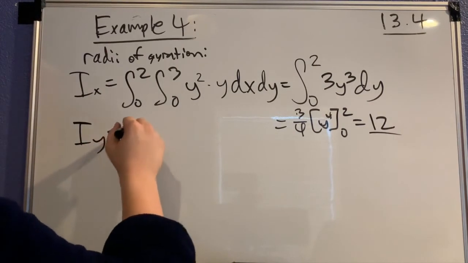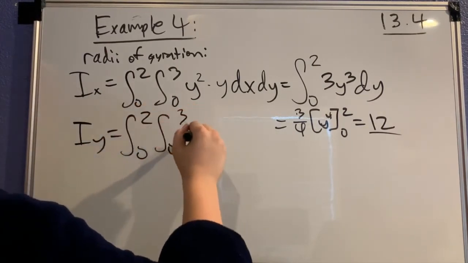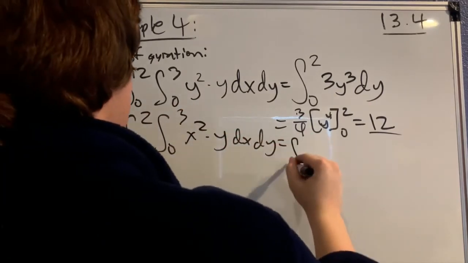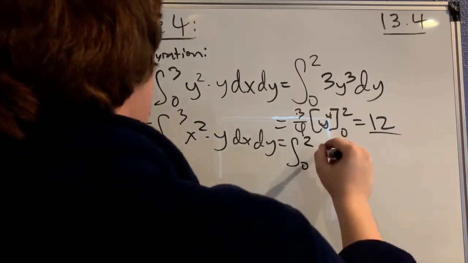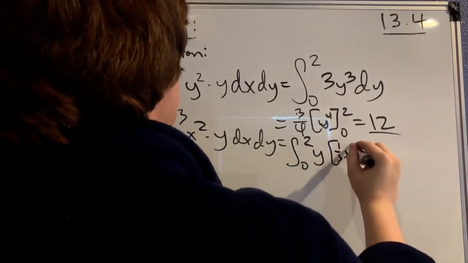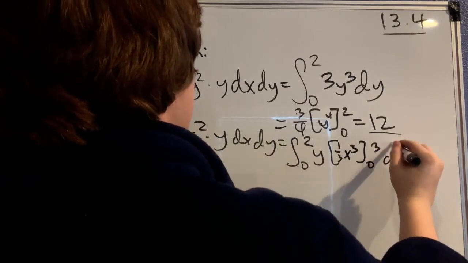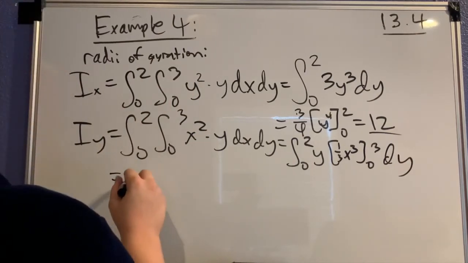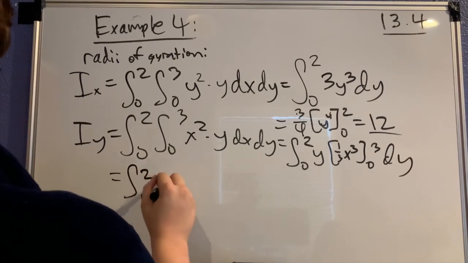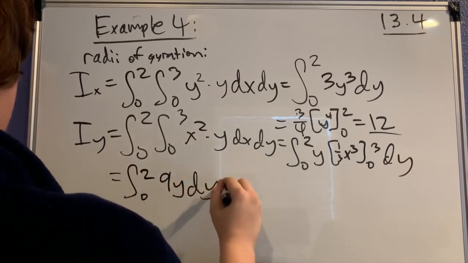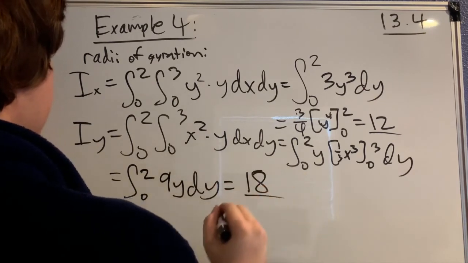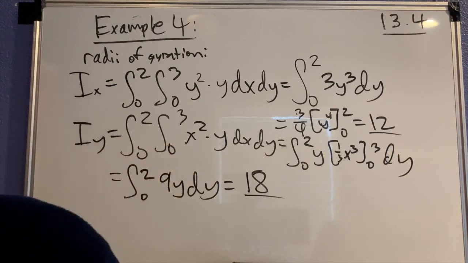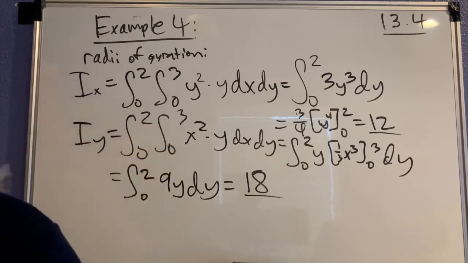I sub y is the same thing, except with x squared times y, dx dy, which is equal to the integral from 0 to 2 of y times 1/3 x cubed from 0 to 3 dy. I'm going to put that back over here, which is just equal to the integral from 0 to 2 of 9y dy, which is equal to 18, and you can take my word for it as well. These integrals are fairly simple, so I'm not going to go over them too deeply. So now we have I sub x and I sub y, 12 and 18 respectively.